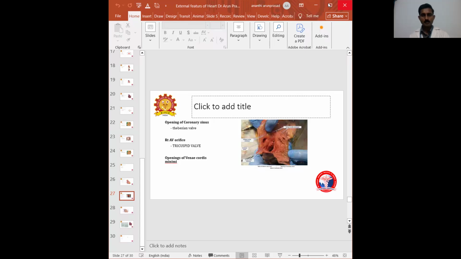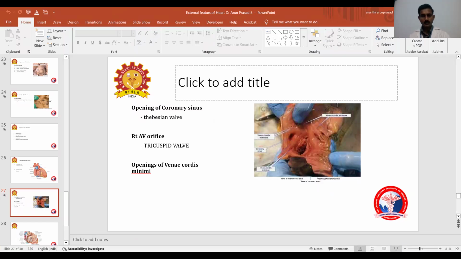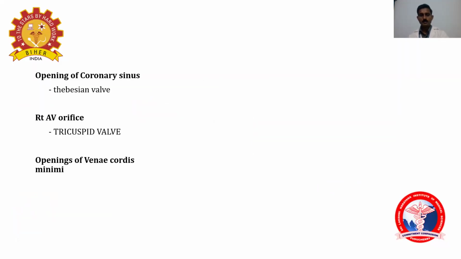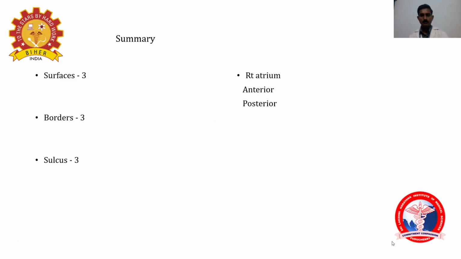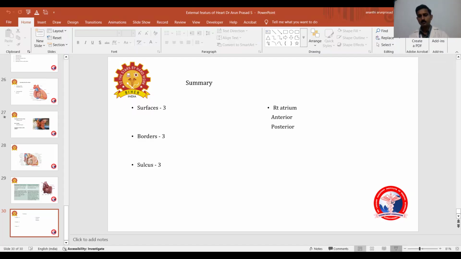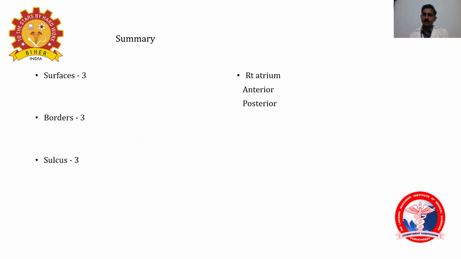So to summarize, what are the things we saw today? To summarize, how many surfaces are there in the heart? We have three surfaces. What are the three surfaces? We have the sternocostal surface, we have the inferior surface, and we have the left surface.